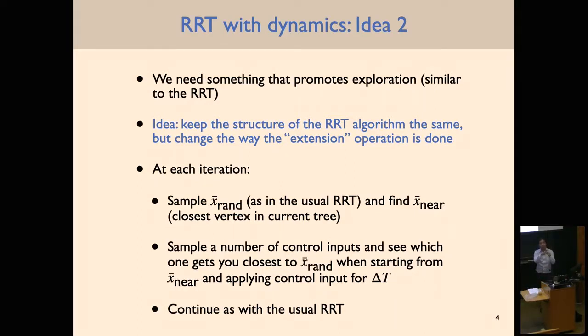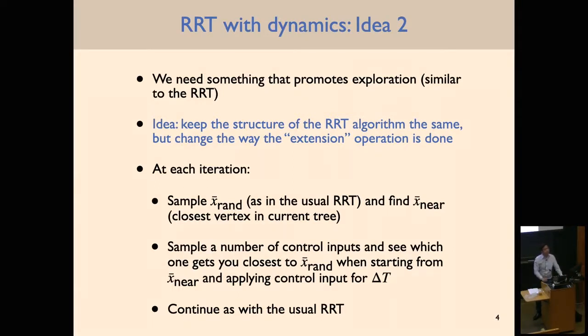So when you start from x_near, you apply some control input and see where it gets you. You try a lot of different control inputs, which you apply for some small amount of time, which I'm calling delta t. Then you continue as usual with the RRT algorithm. You see where you end up and check whether that state is in collision. If it is in collision, you throw it away. If it's not in collision, you keep it and grow the tree like that. So, any questions on this version of the algorithm?